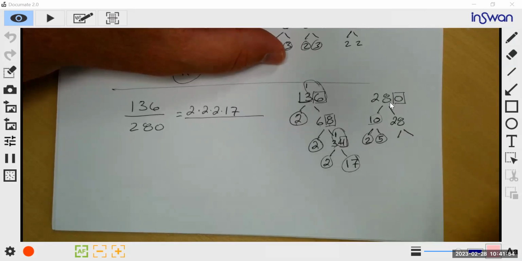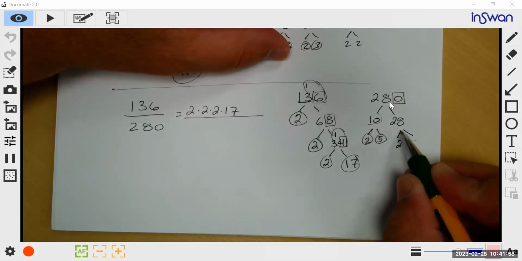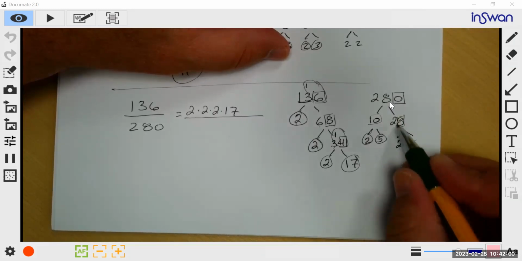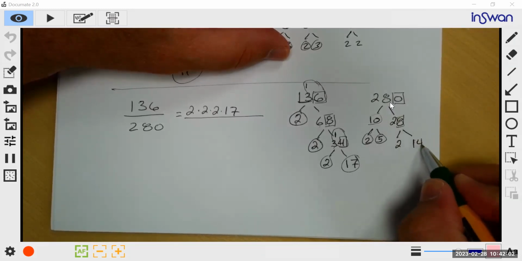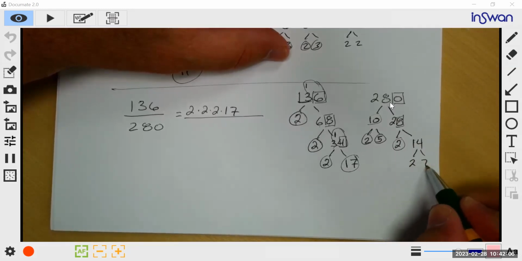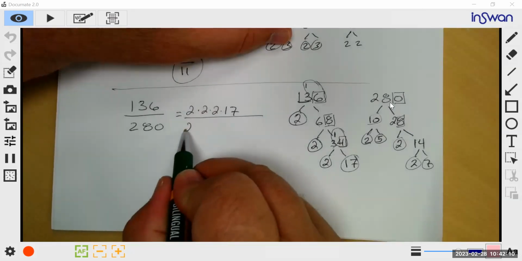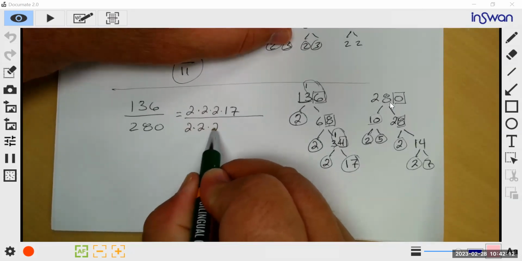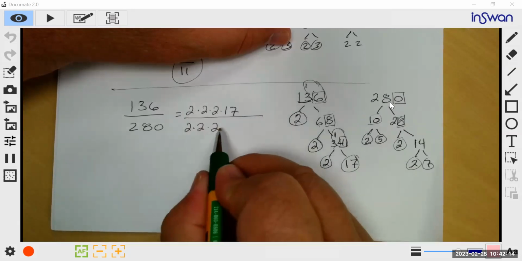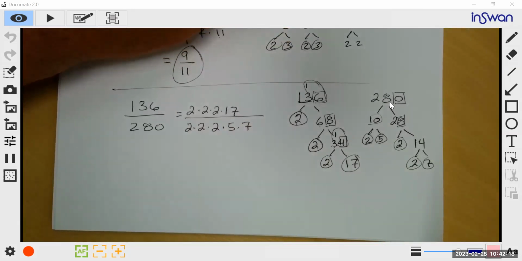What's 28 made up of? Yeah, 2, because it ends in an even number. 2 goes into 2 once, 2 goes into 8. And 14 is 2 times 7. So it's 2 times 2 times 2 times 5 times 7.